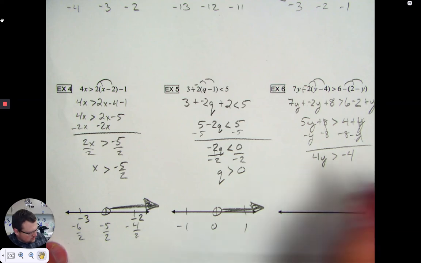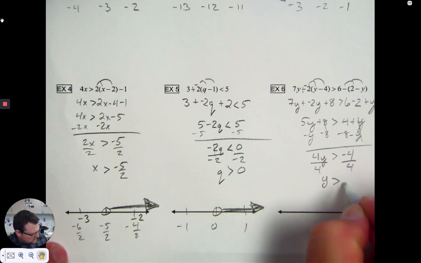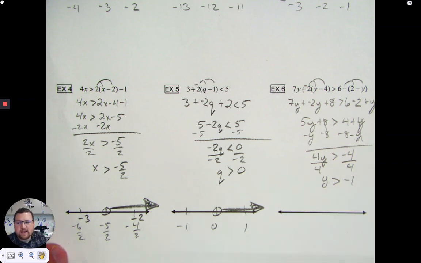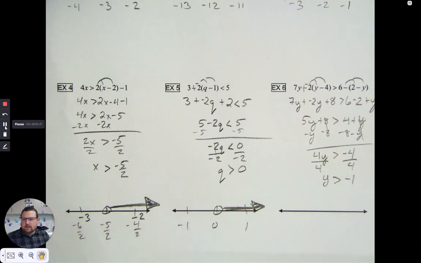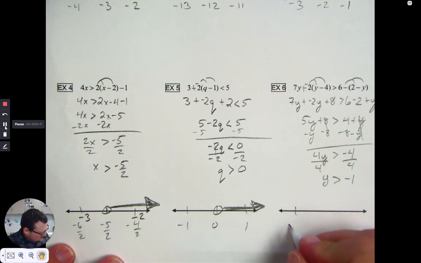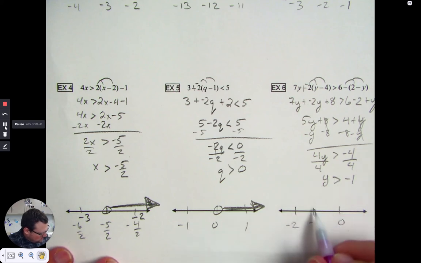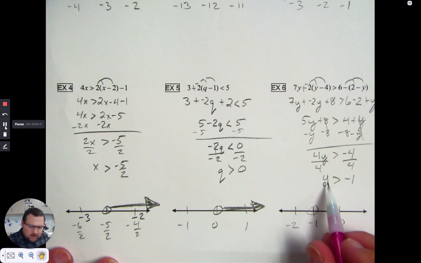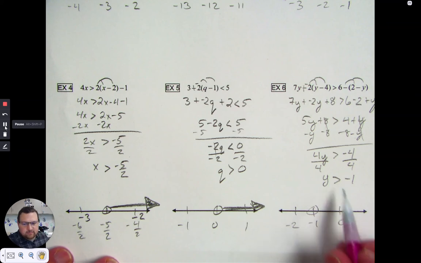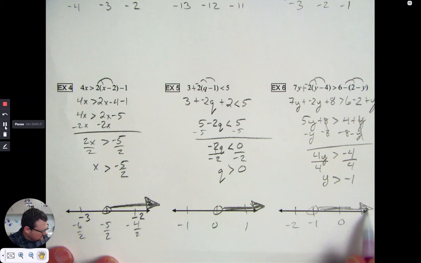At this point I need to solve for y, so I need to divide both sides by 4, and that gives me y is greater than a negative 1. Okay, so then to graph that, we need to do a negative 2, negative 1, and 0. An open circle at negative 1. Where are the numbers going to be greater than negative 1? That is to the right, so I need to fill that in to my right.